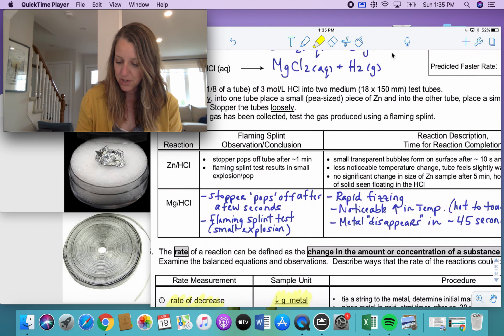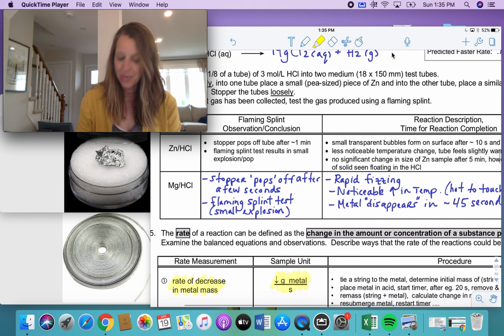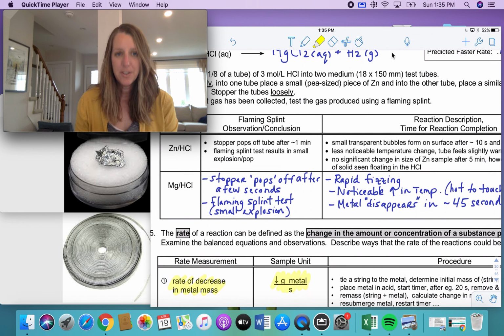Okay, so for the first one, the first observation table just says, well, what's the difference between the two? The video that I'm going to let you watch is the magnesium. If you want to randomly search another video to show what it looks like with the zinc and the hydrochloric acid, go ahead. You'll just notice that the rate of the reaction is a little bit slower.